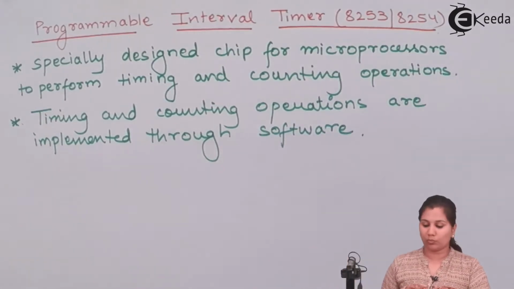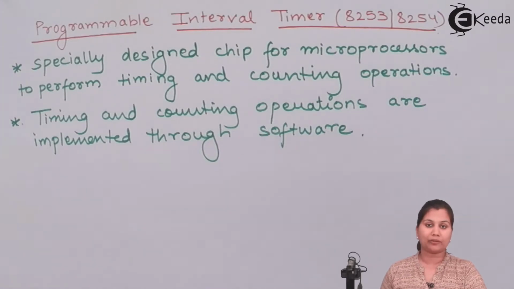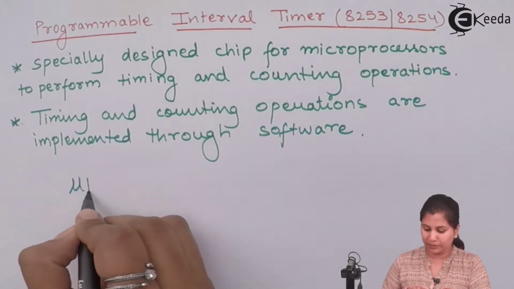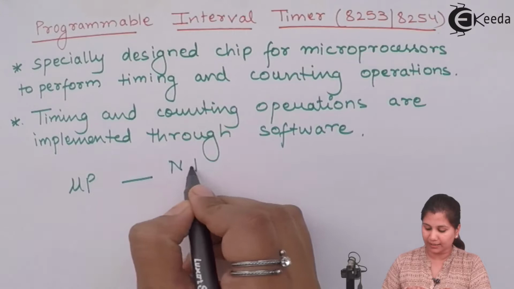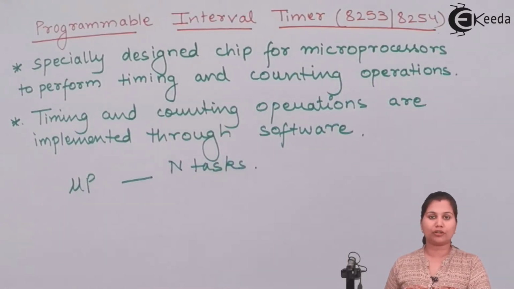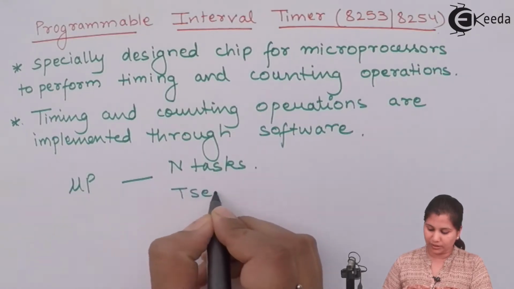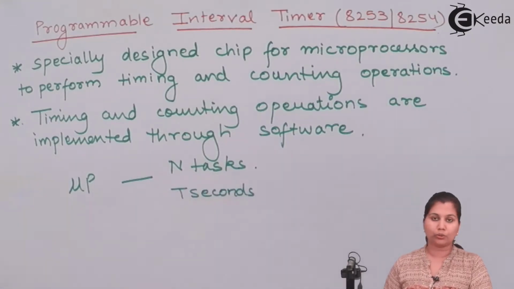So now comes the question: what is the need of this programmable interval timer? Why does the microprocessor need the use of this chip? Let's take an example. Suppose the microprocessor is performing n tasks, and it wants that after the completion of one task, it takes some time delay. Suppose for t seconds it wants the time delay between two tasks.